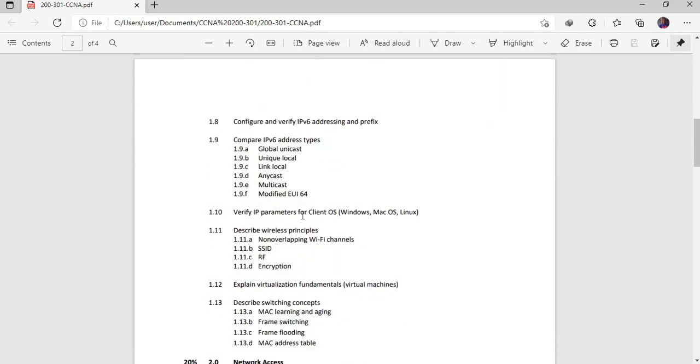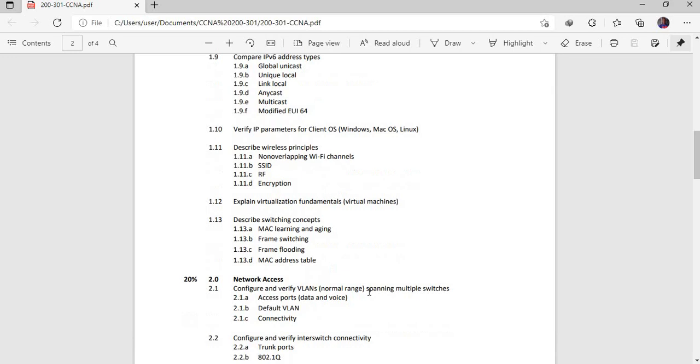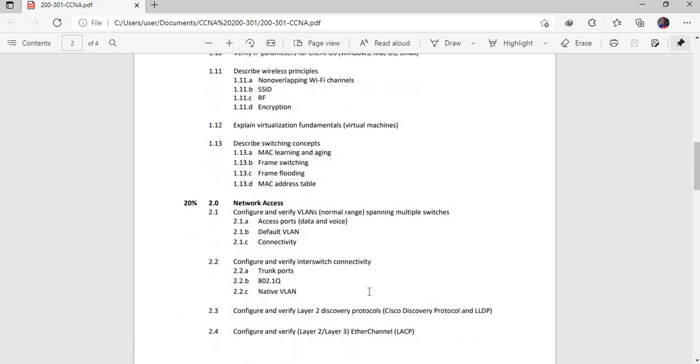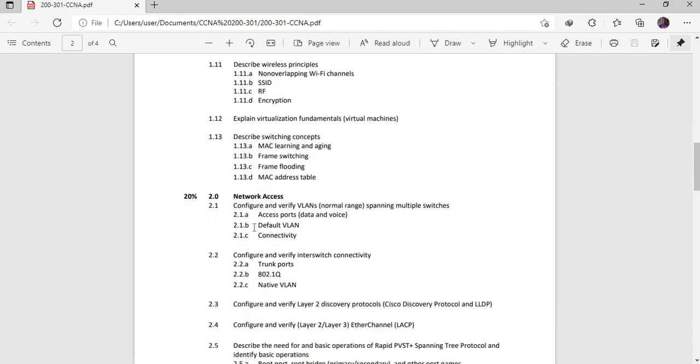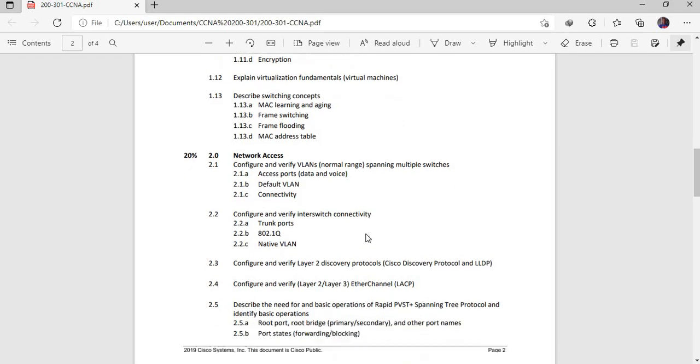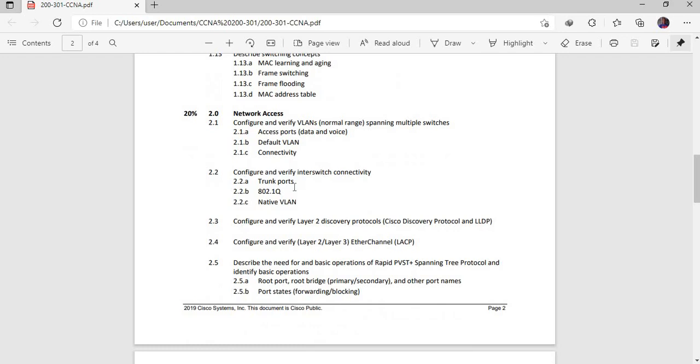We will also verify IP parameters for client OS, Windows, Mac OS, Linux. Describe the wireless principles. We will explain virtualization fundamentals. Describe the switching concepts. Then there is network access, which constitutes 20% of the exam, where we will configure and verify VLANs. We will configure and verify interswitch connectivity.